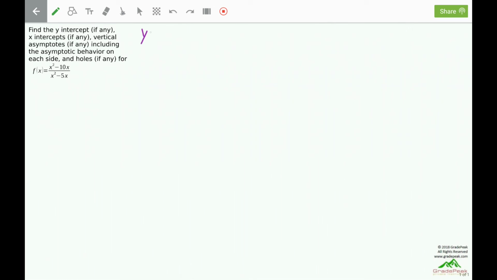First thing to find is the y-intercept, where the function crosses the y-axis, defined by x equals 0. The corresponding y-coordinate can be found by plugging the x-coordinate 0 into the function, so y will be f of 0, which will be 0 squared minus 10 times 0 divided by 0 squared minus 5 times 0.